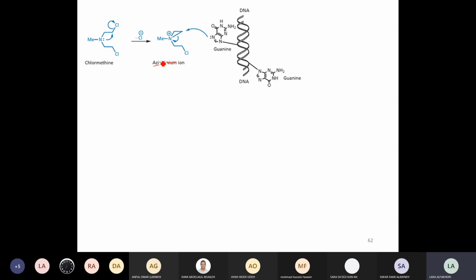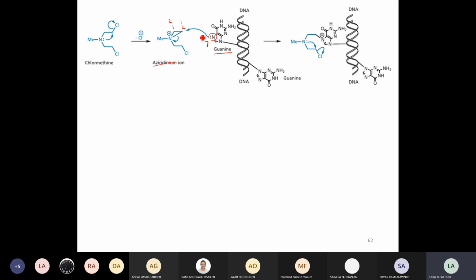What is found is that chloromethane mostly is attacked by nitrogen number 7 in guanines, as I have mentioned. Most of the alkylating agents alkylate nitrogen number 7 in guanine. There are definitely exceptions, which we will discuss. Now when the nitrogen attacks either carbon 2 or 1, or even if you name them 1 and 2, it's the same.